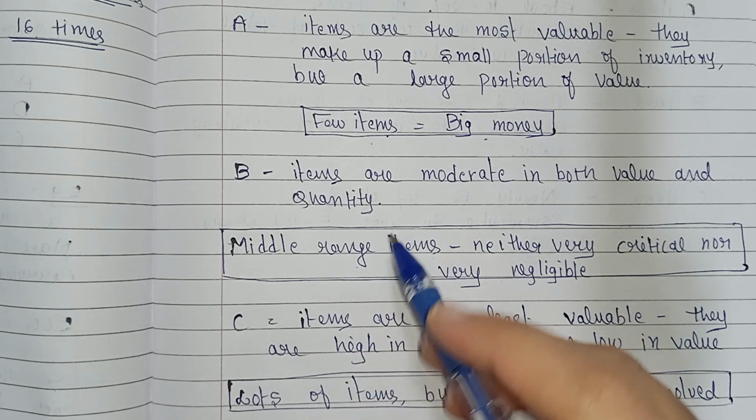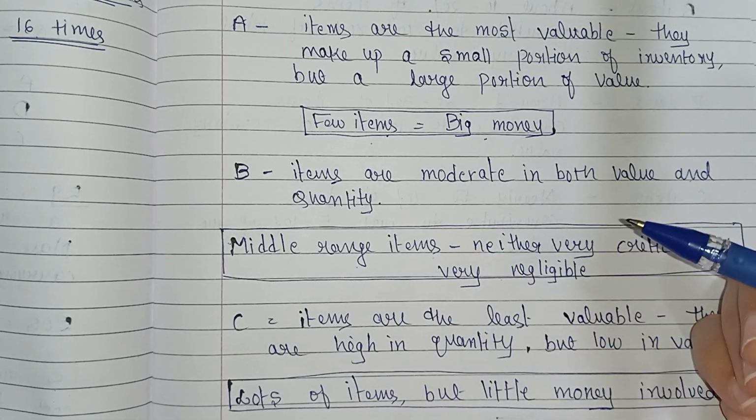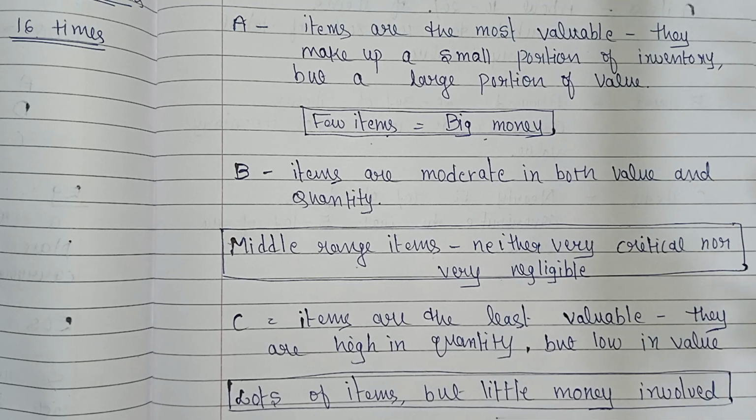Clear? For example, 20% of quantity and they are earning 20% in value, like that. Clear? Now let's go to the C items.